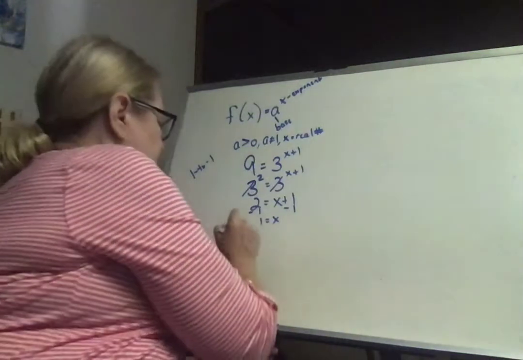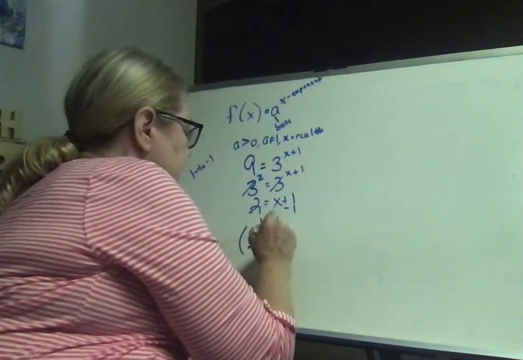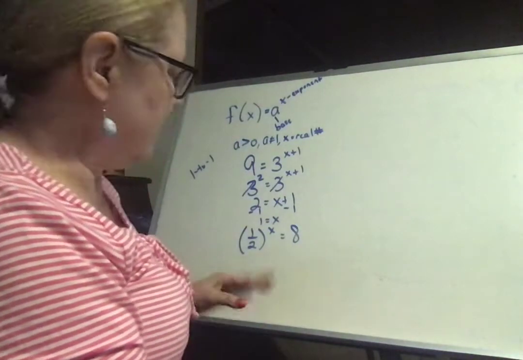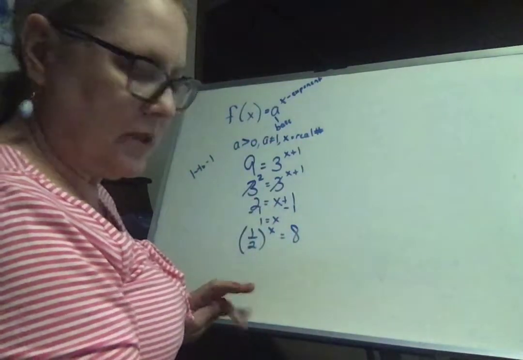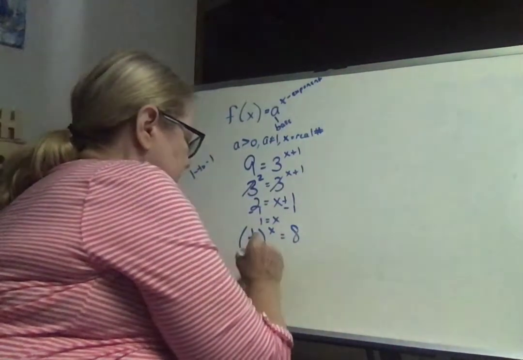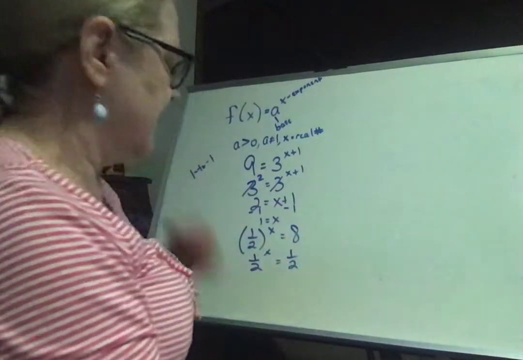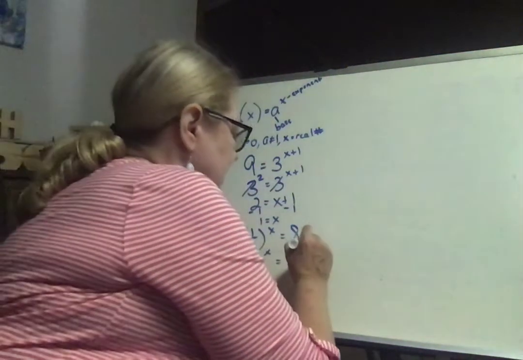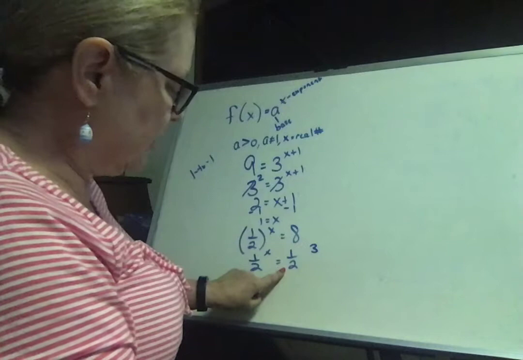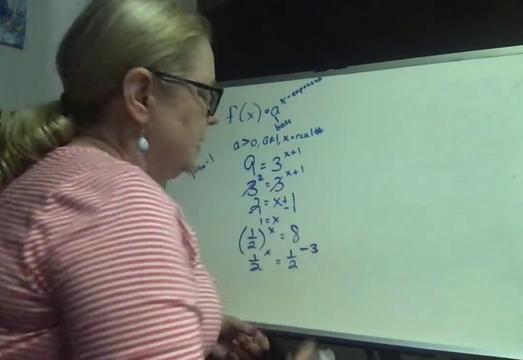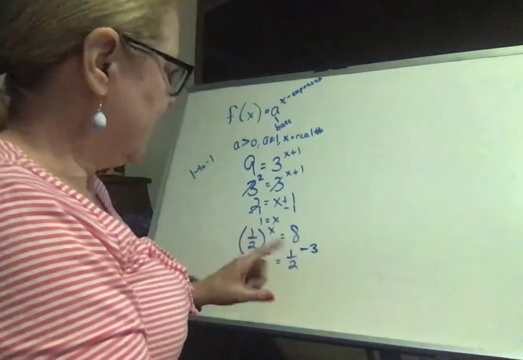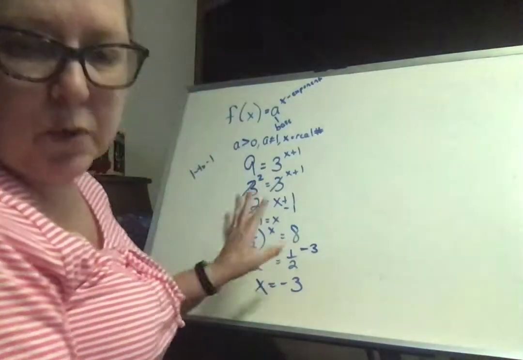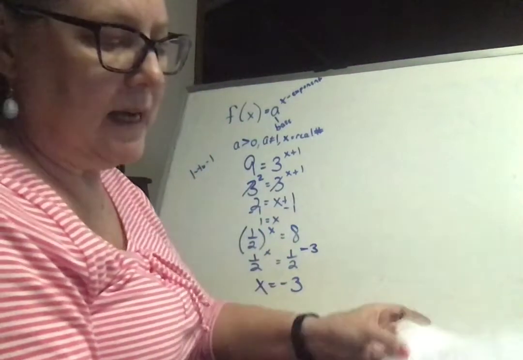Here's another example. 1/2 to the x equals 8. Okay, we need the bases to match. So that means we need to say 1/2 to the x equals 1/2 to the something. Now let's think about it. 2 times 2 times 2 means it's to the third. But that would be 2 to the third. We want it flipped, so the -3 flips it. Now 1/2, 1/2, the bases match. x equals -3. That's the one-to-one property. You will use it a lot.